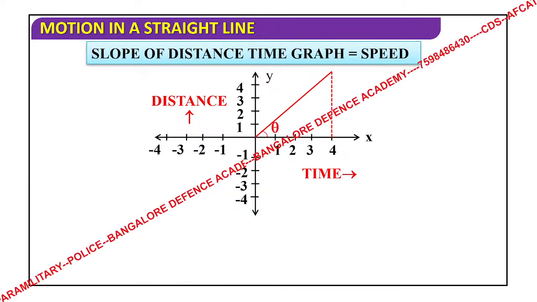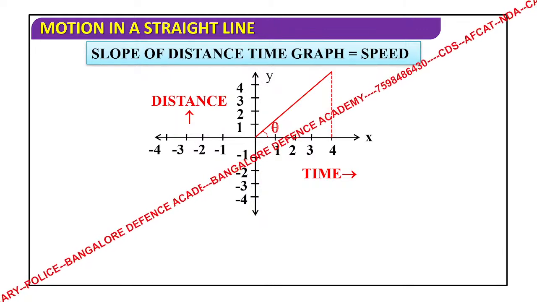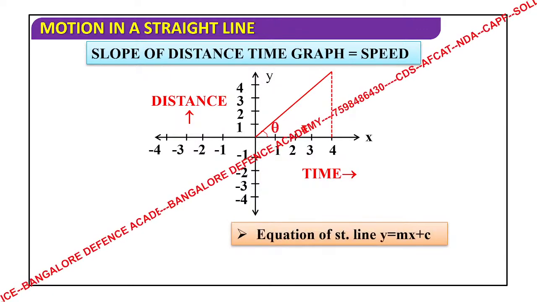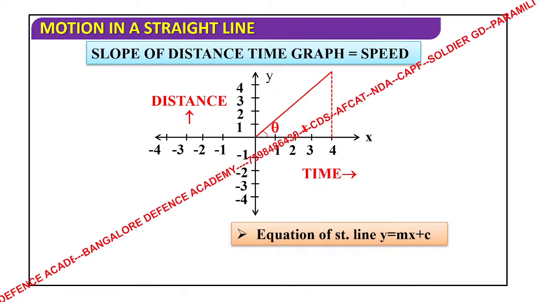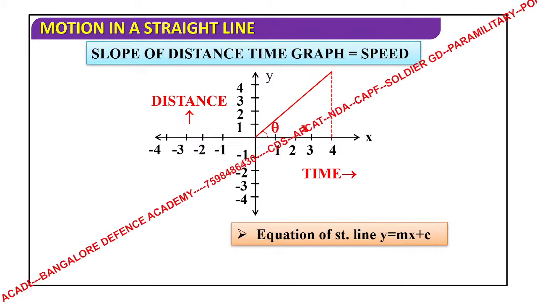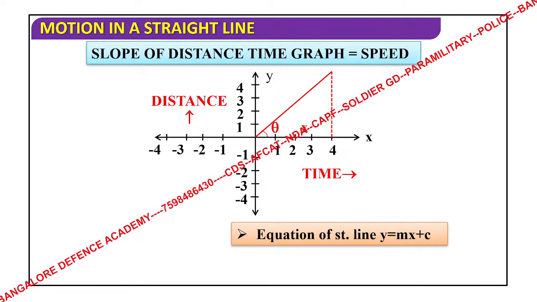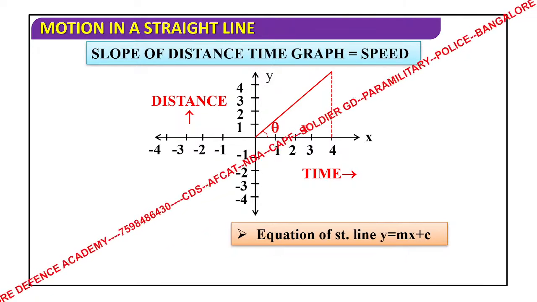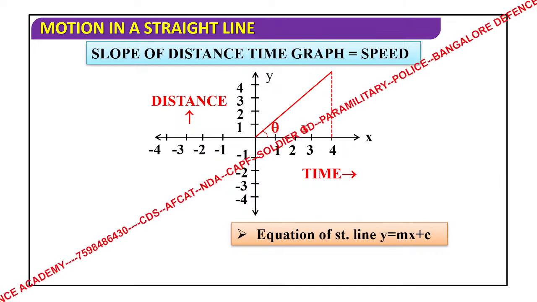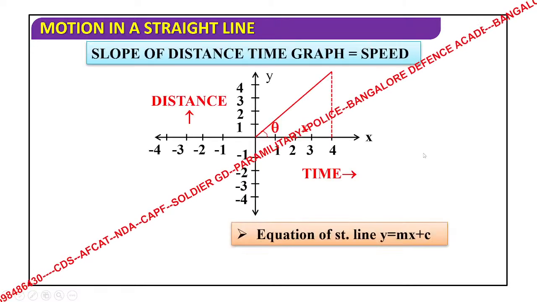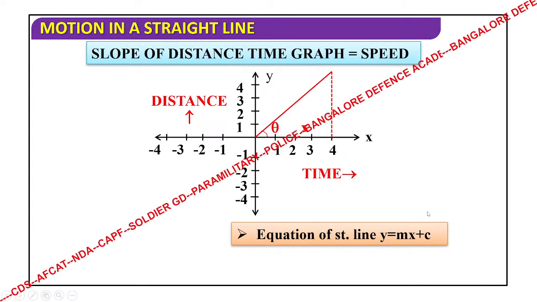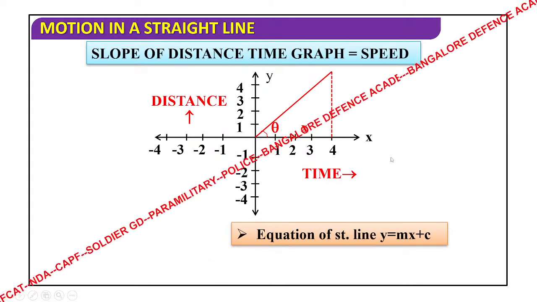This angle is called theta, and now for this theta, the equation of the straight line is y = mx + c. You have studied in your mathematics that the standard equation of a straight line is a linear equation. Since we are watching a particle in a straight line, the linear equation y = mx + c is the standard equation of a straight line. Okay, so now what is m? m is nothing but the slope of the line, that is speed.